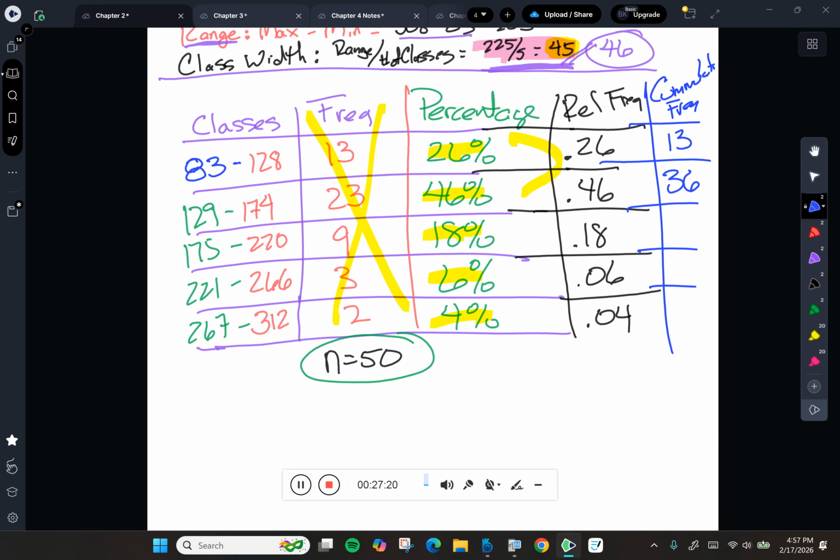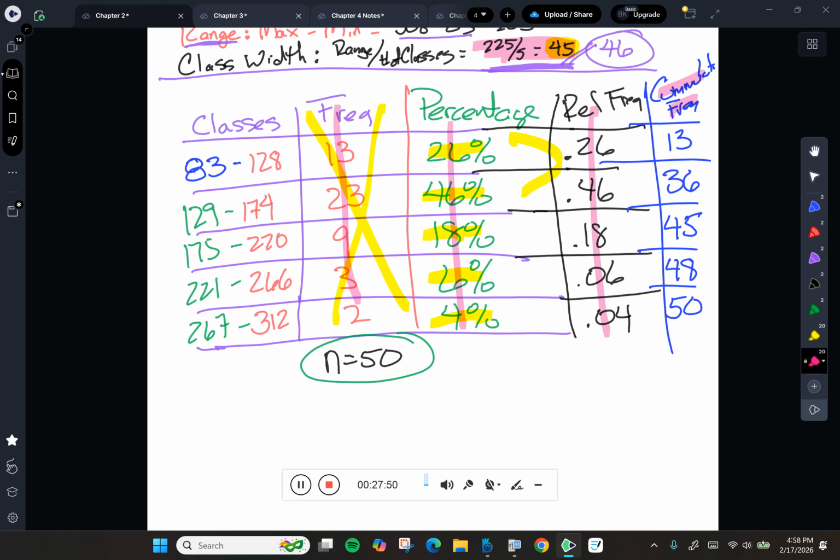And now down here in this third class, we would add 9 more, so we're up to 45. And then down here in the fourth class, we add 3 more, so we're up to 48. And then down here in the last class, we add in the last 2, and so we're up to 50. So what we're representing here is, rather than straight up frequencies, which are in this first column, or percentages, or relative frequencies, we've got a cumulative frequency, which is a fancy way of saying it's a running total.